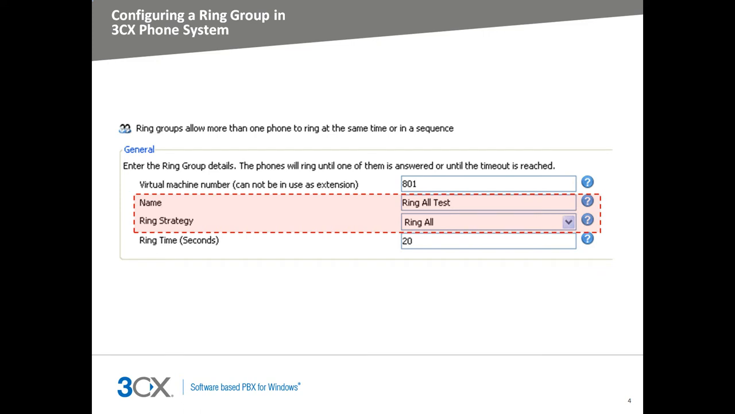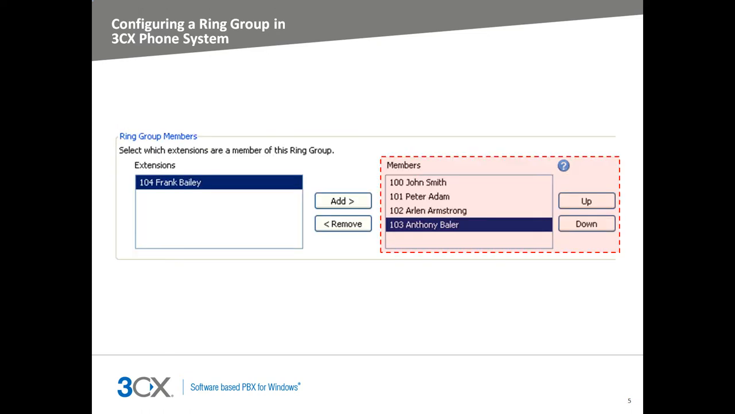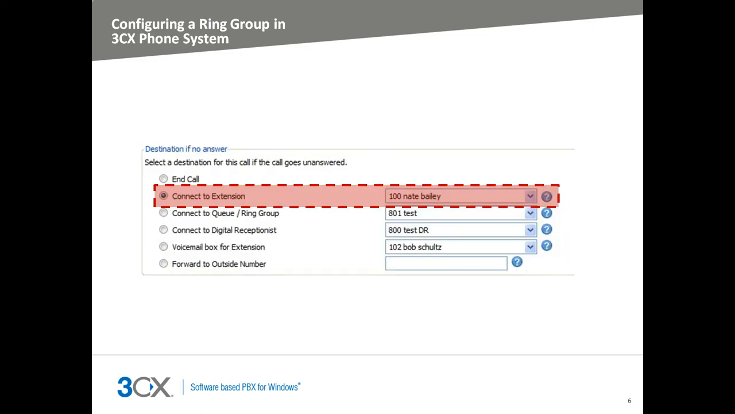Select the Add Ring Group menu option, assign a name to the ring group, and select the ring group strategy you would like for this group. Next, select the members you want to join the ring group. Now select an alternative destination where the call should be routed if the call is not answered. Send it to another extension like the receptionist, another ring group or queue, or to the voicemail of a particular extension or even to an outside number. This option does not apply to paging groups.